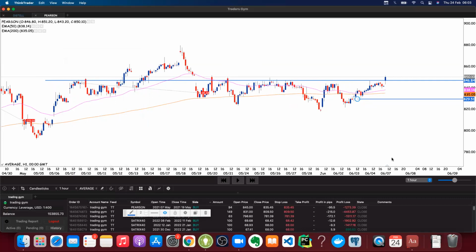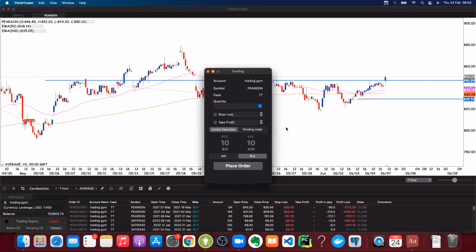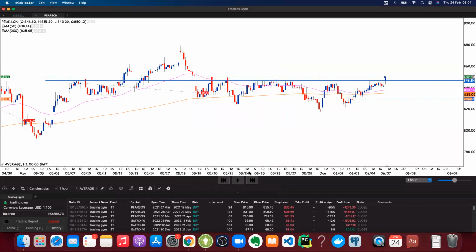My stop loss is there at 829.50. So how much am I buying? You're buying 149. Okay. Let me see. 1, 2, 3. So far we have 3 losses back to back.